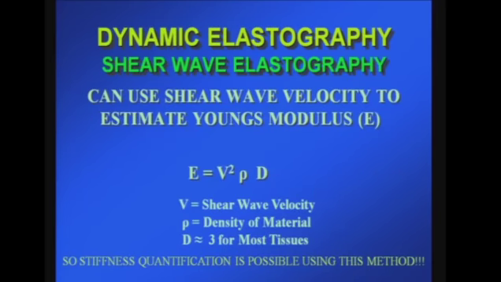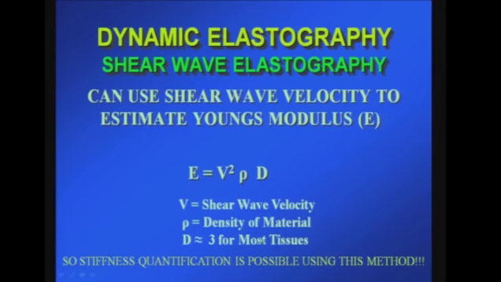So how do you relate the speed of a shear wave to the tissue stiffness? Well, in this equation, it's a fairly simple equation for simple materials. Here you have the shear wave velocity or speed. The square of that times the density of the material times a D factor gives you the Young's modulus, or tissue stiffness. If you don't have the D factor, then you get the shear modulus, which is also a good indicator of tissue stiffness. But most people have gotten used to the Young's modulus.